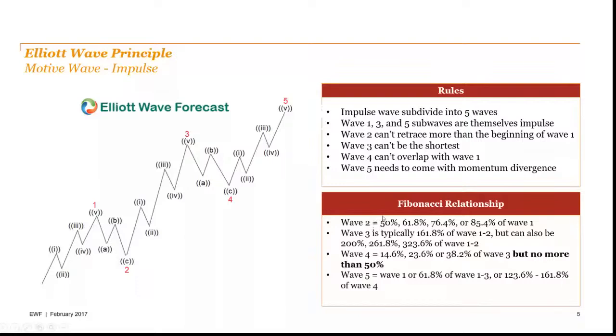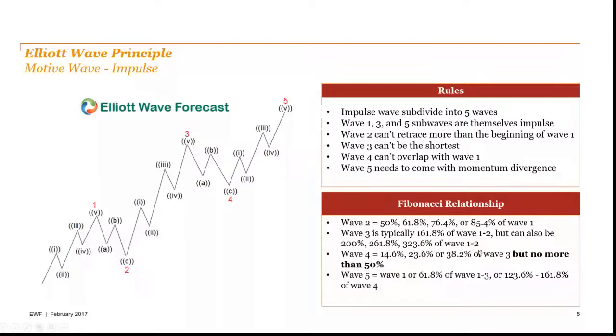Now wave 3 is typically the longest and the strongest. Typically it is around 161.8%, but it can even be longer than that. It can be 200%, 261.8%, 323%, and so on. Wave 4 is typically, 80 to 90% of the time, between 23.6% and 38.2% of the wave 3, but no more than 50%. This is the rule that we have in our company.